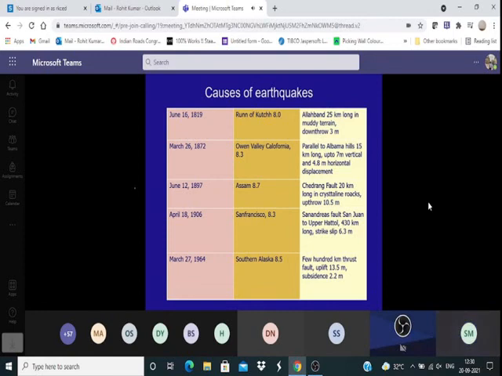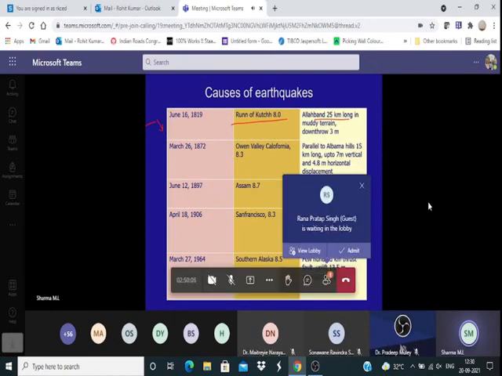Run of Kutch earthquake. This was a magnitude 8 earthquake for which a bandh was created because it was a Muslim area. They called it Allah Bandh, 25 kilometers long. And the down throw was 3 meters. So it means the earth came down by 3 meters.